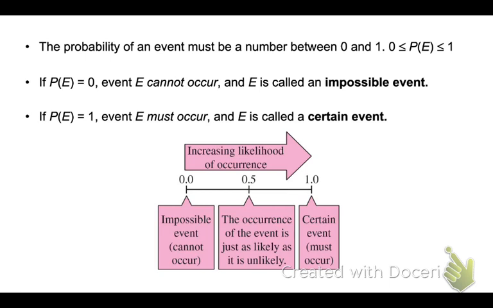So, are there very many things that are completely impossible or certain? No. There are very, very few things that you could say have a 0 chance of happening. There are very few things that you say have a 100% chance of happening. I know that I will die someday. That is 100% going to happen, right?